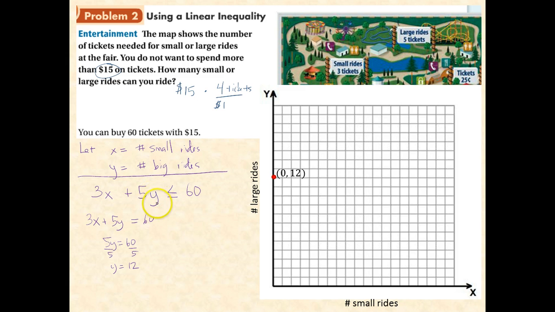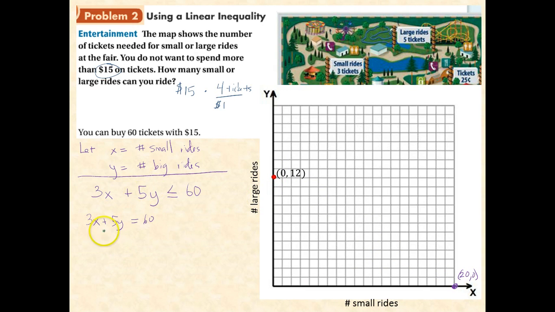If I put a 0 in for y, then I get 3x equals 60. If I divide both sides by 3, I get x equals 20. So then I would count here 1, 2, 3, 4, 5, 6, 7, 8, 9, 10, 11, up to 20. And that's (20, 0). And then I could just draw a line through those 2 points.